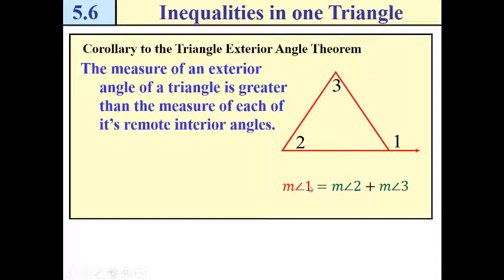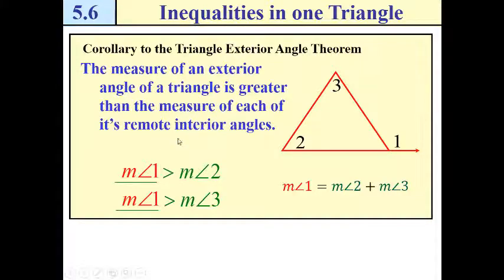By applying the property that we explained in the previous slide, the measure of angle 1 is more than the measure of angle 2, and also the measure of angle 1 is more than the measure of angle 3. This is our corollary. The measure of an exterior angle of a triangle is greater than the measure of each of its remote interior angles. Measure of angle 1 is more than the measure of angle 3 and more than the measure of angle 2.